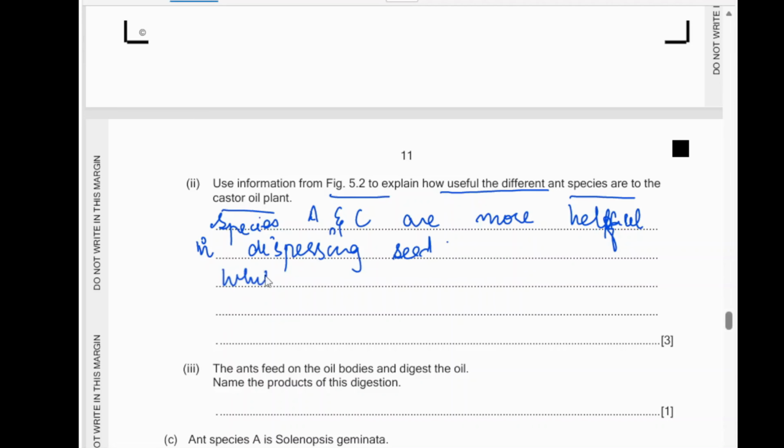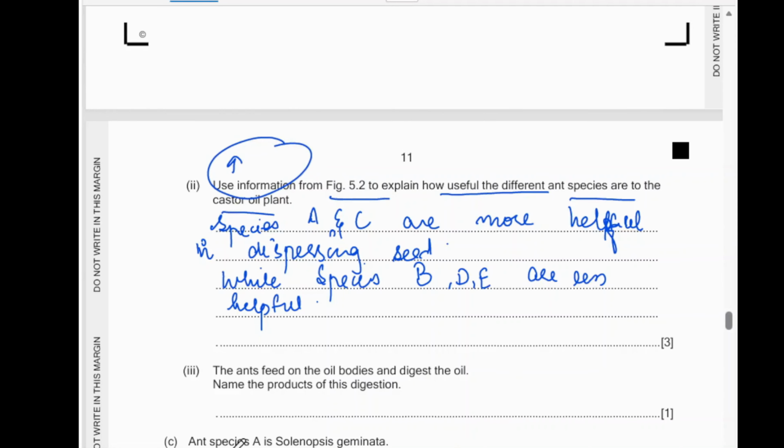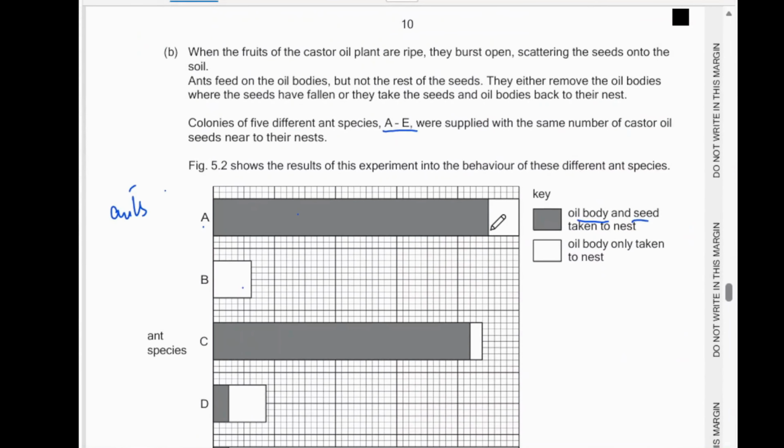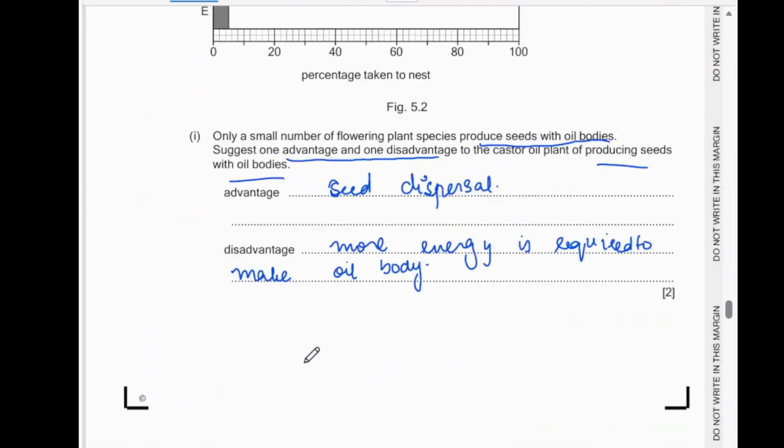while species B, D, E are less helpful. Or if you want to give any values, you can, because they have said use information. So let's say 90% of the seed dispersal is done by A, and 85% seed dispersal is done by C. You can write those values.